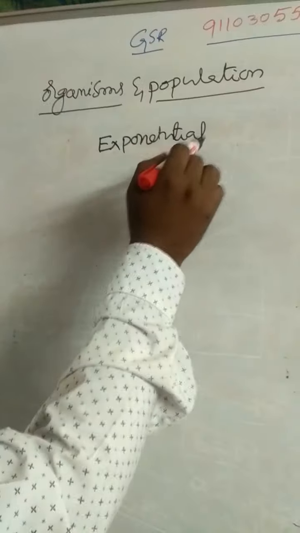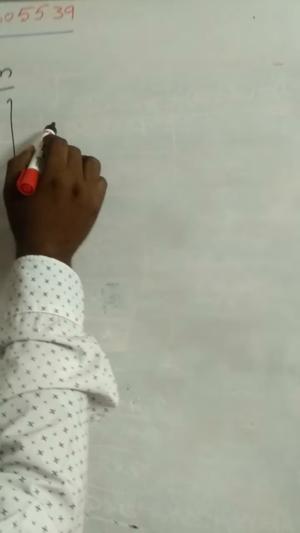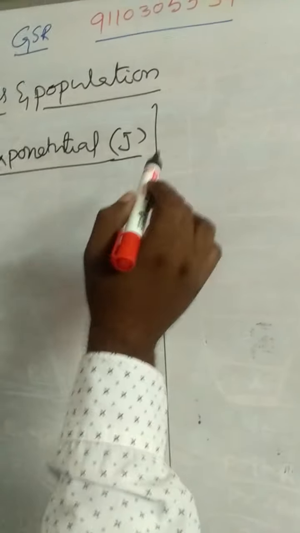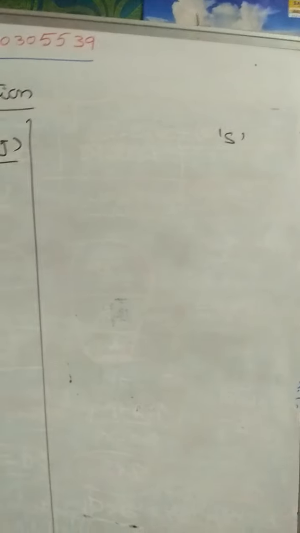They are exponential growth, also called J-shaped growth curve, and the second one is S-shaped growth curve, or sigmoid growth curve.